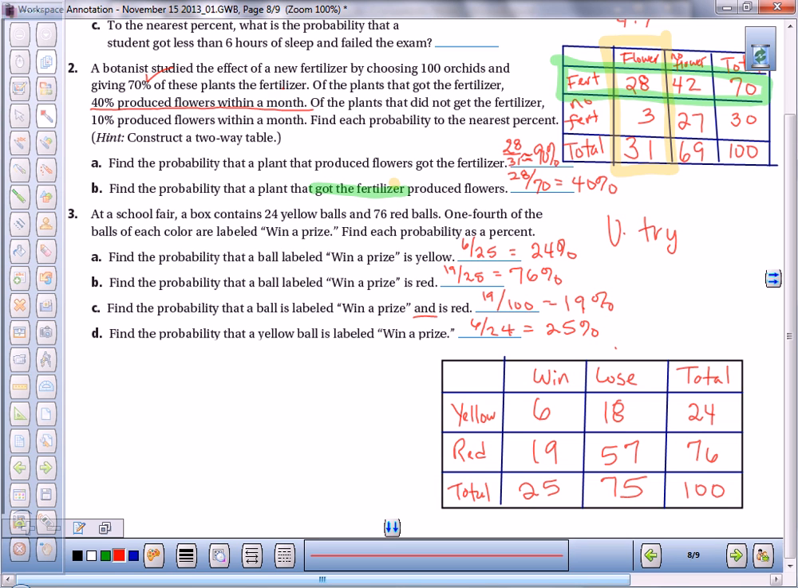Okay, when you're ready, look up. I'm not ready. Still don't get it. Okay. Do you see that this says that a ball labeled win is red, but this one says that a ball labeled win is labeled win a prize and is red? So this takes it out of conditional and puts it back in terms of joint, in terms of the whole thing. So the 19 out of, well, it's not conditional. The red is not only conditioned that we've already won a prize. So "and" means it's out of everything? Yep. Well, that's a small difference for a big thing. It is.